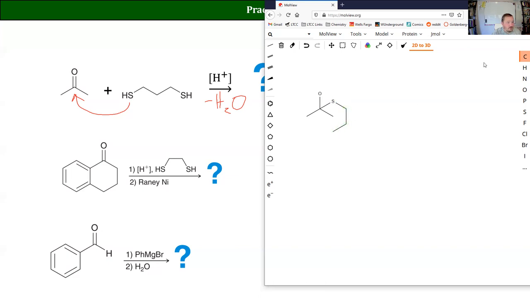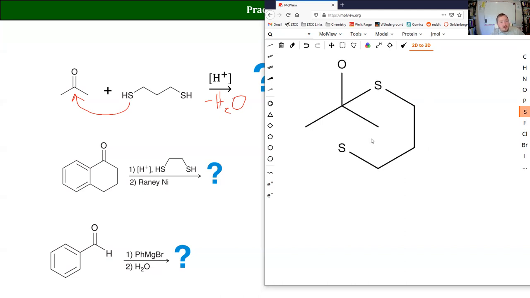There's our three carbons, one, two, three. There's our other sulfur. I drew it in kind of a weird way, just so I could put the other sulfur close to what was the carbonyl carbon. So our last step here would look like that. Oxygen leaves our other sulfur bonds, and you can see that that's going to give you a six-sided ring. We have the carbonyl carbon, one sulfur, then three carbons, then the other sulfur. So that's a total of six atoms. So we get a six-sided ring where two of them are sulfur, and the carbon in between the two sulfurs has two methyls attached to it.